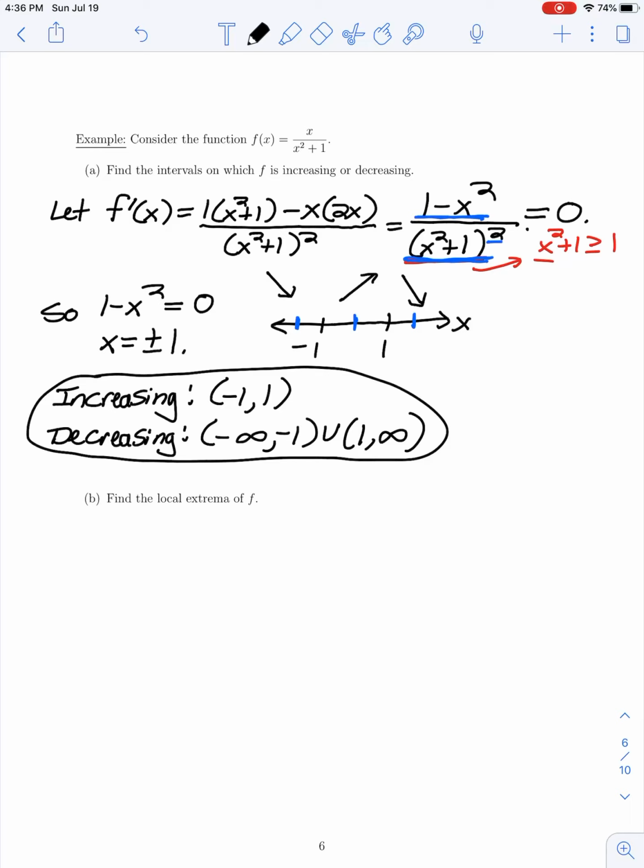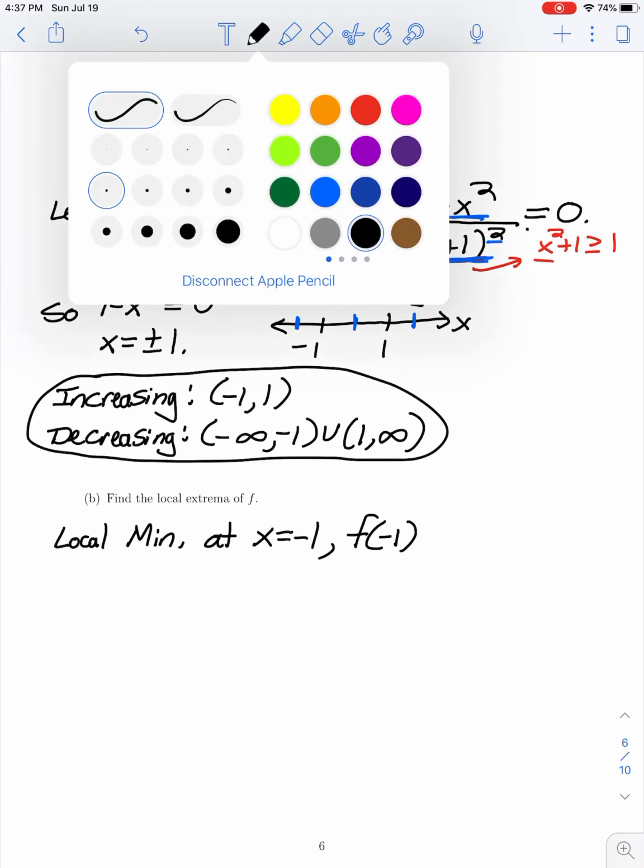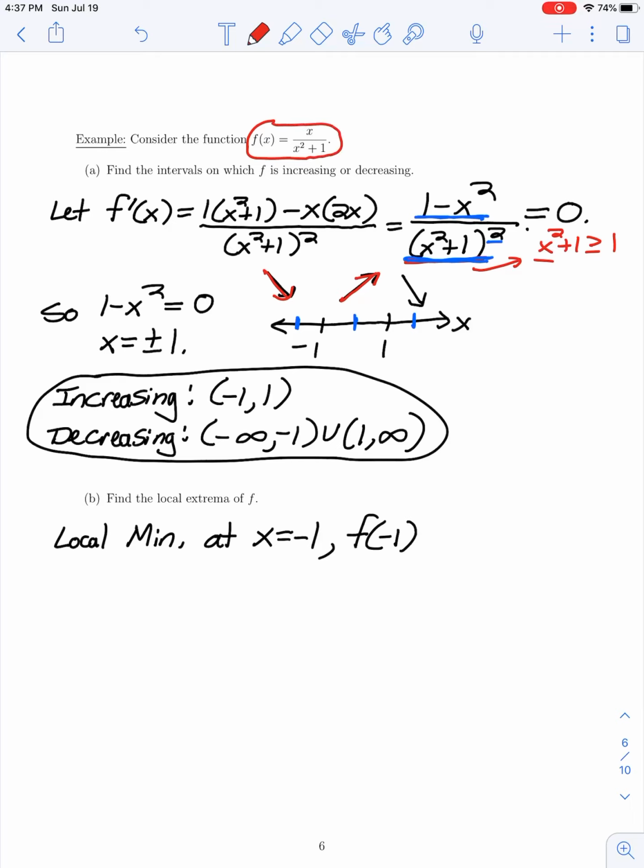Now in part B, we're asked to find the local extrema of this function, which we can use the first derivative test to find. So in part A, we had shown that our function changed from decreasing to increasing at -1, so it's bottoming out at -1. So we will have a local minimum at x equals -1, and to determine the local minimum value, we need to plug in -1 for x in our original function, f of x, because that's the function we're considering the graph of. So if we plug in -1 for x, we get a -1/2.